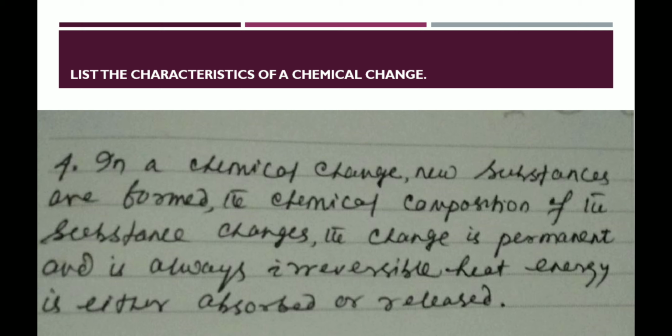Now the question number 4. List the characteristics of a chemical change. Answer. In a chemical change, new substances are formed. The chemical composition of the substance changes. The change is permanent and is always irreversible. Heat energy is either absorbed or released.